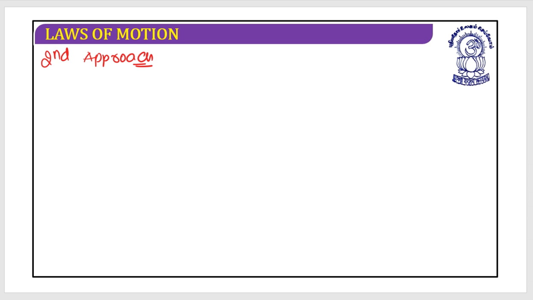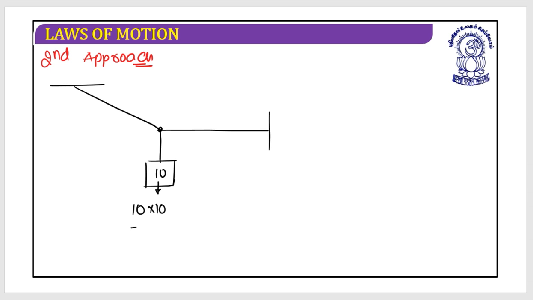So let me redraw the structure. The situation is something like this. Here one of the objects was there. Yes, this is 10, so this is 10 into 10, and that would be equal to 100 Newton. This angle is 30 degree, so it is obvious that even this angle would be 30 degree. This is TA, this is TB, and this would be TC.